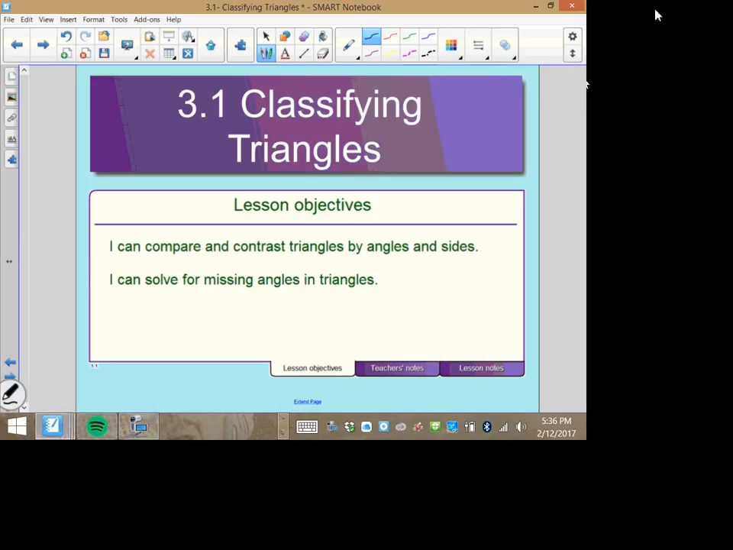Today we are going to start Unit 3 and we're going to be looking at how to classify triangles. So we're going to be able to compare and contrast triangles by angles and sides and also be able to solve for missing angles in triangles.